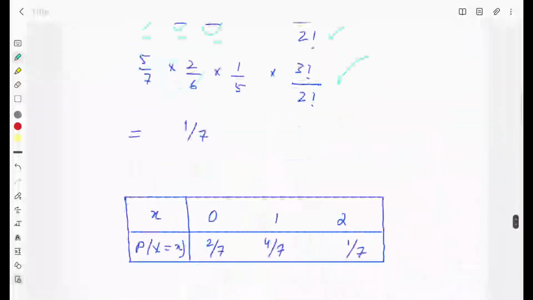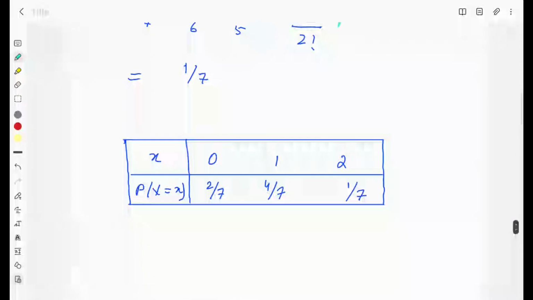Now you can construct a probability distribution table in which x takes the values 0, 1, 2, and the probabilities are 2 over 7, 4 over 7, and 1 over 7.